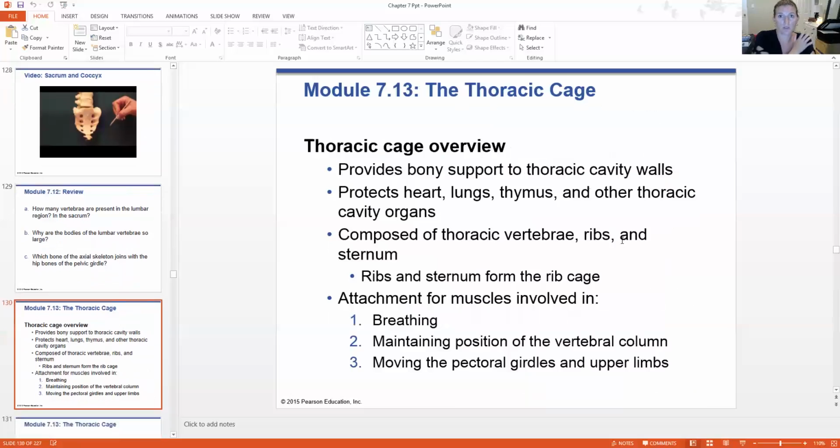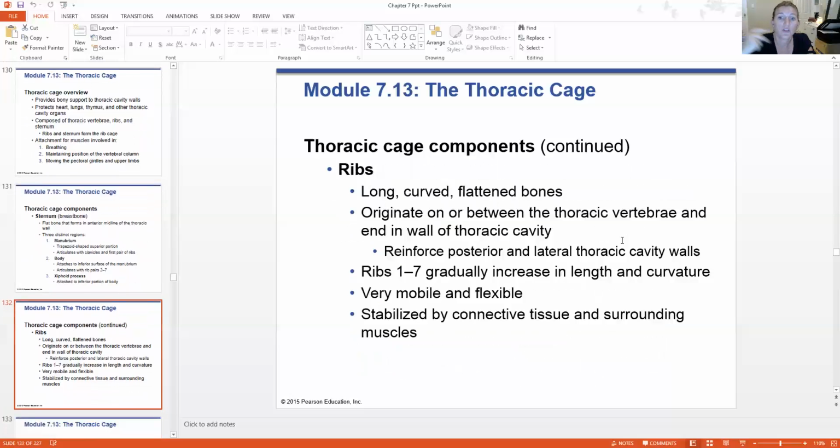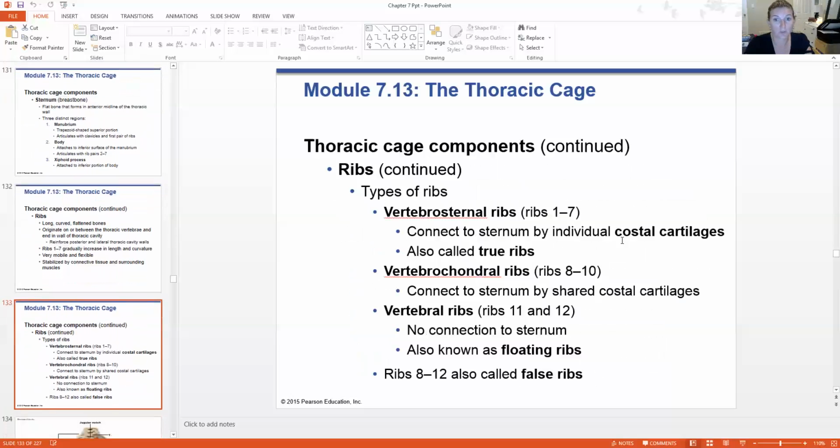as well as moving the pectoral girdles and upper limb. So the pectoral girdle is just the shoulder, the limb is the whole arm, right? So the sternum or breastbone has three major parts: the manubrium, the body, and the xiphoid process. The ribs are long, curved, and flattened. Ribs 1 through 7 generally increase in length and curvature. They're very mobile, flexible, and they're stabilized and held in place by connective tissue.